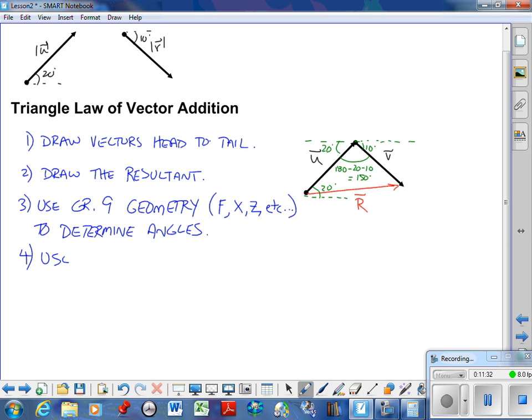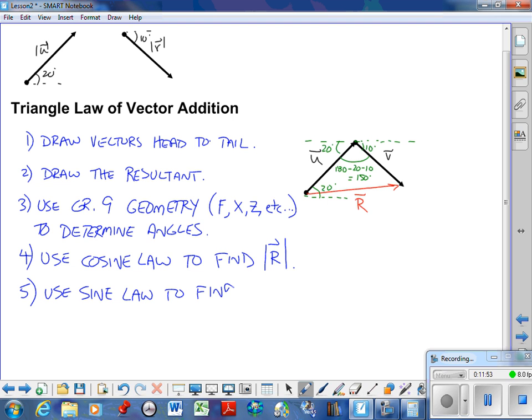Step 4, use cosine law. So there's the cosine law. Use cosine law to find the magnitude of R. And the final step, step 5, use sine law to find direction. All right, those 5 steps are always the same. Okay, step 3 is going to be the hardest part. Once you have the angles, then you're all set to go. All right, but number 3 will be the hardest.